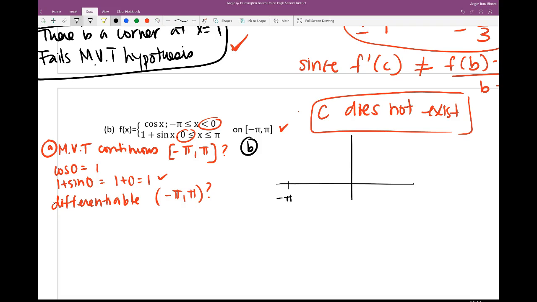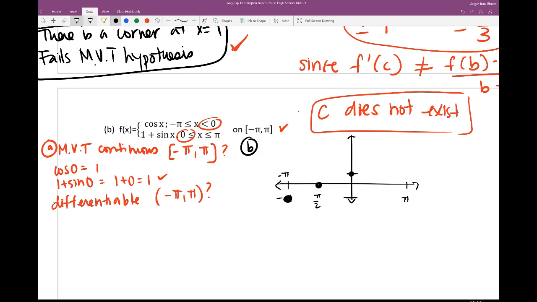Negative pi all the way to pi. Okay, so cosine of negative pi is a closed circle, and that's going to be negative 1. So I'm going to put a dot right down here for negative 1. Okay, so this is negative pi. Then cosine of pi over 2. Here's pi over 2. Cosine of pi over 2 is 0. Cosine of 0 is 1, so it goes right there.